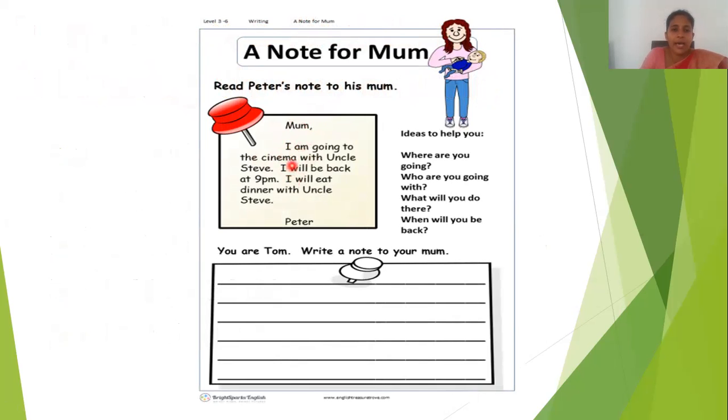Mom, I am going to the cinema with Uncle Steve. I'll be back at 9 p.m. I'll eat dinner with Uncle Steve. Peter. See how very simply he has written that note. Very simple, but it's very clear. Now see, he has mentioned the reason for him to go with his uncle, the time he will be back, very essential, because mothers are waiting.